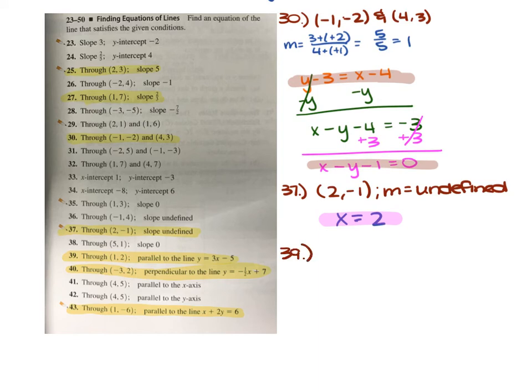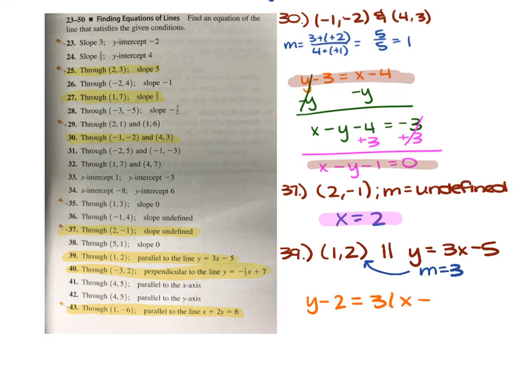For 39, we are going through 1, 2, and it is parallel to the line y is equal to 3x minus 5. Remember, if it's parallel, it has the same slope. So our slope here is 3, and it goes through this 1, 2. So use your point slope formula. Y minus 2 is equal to 3 times x minus 1.